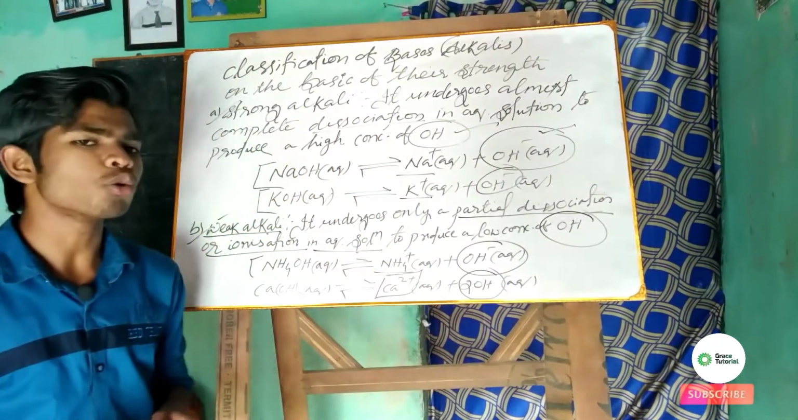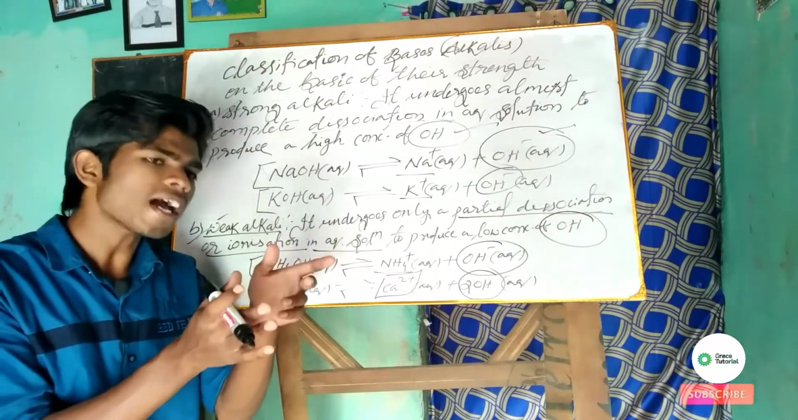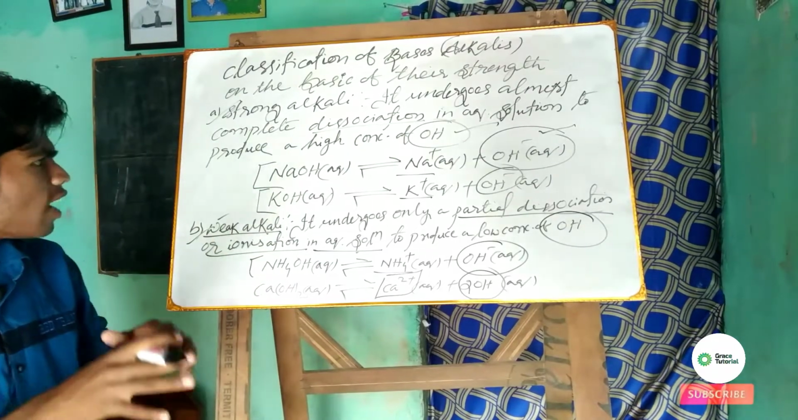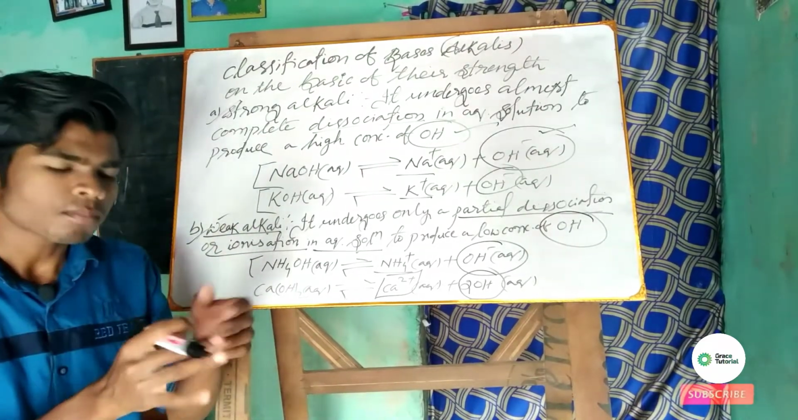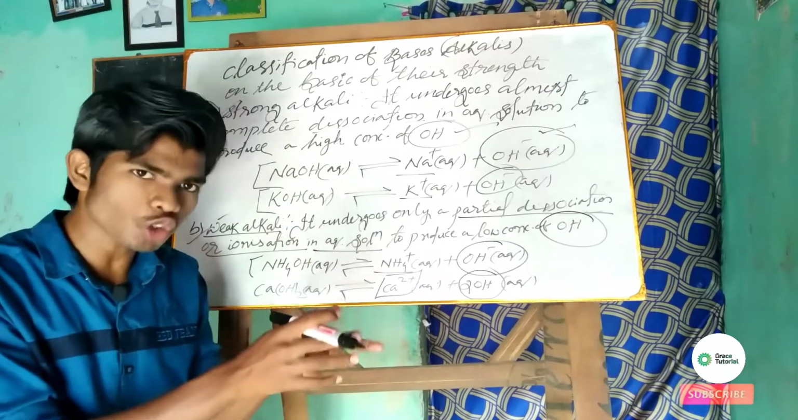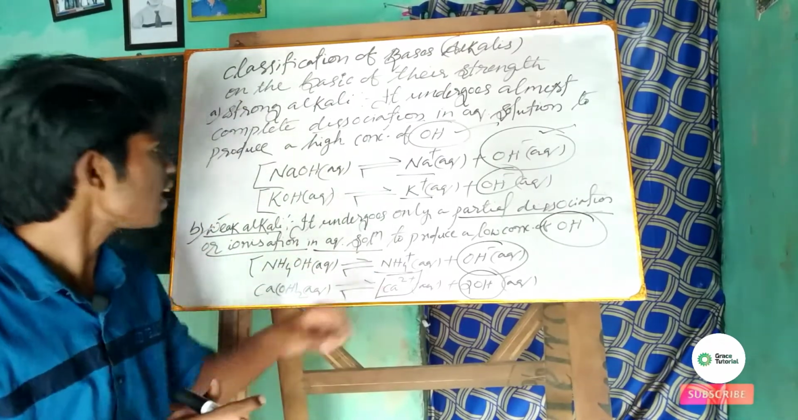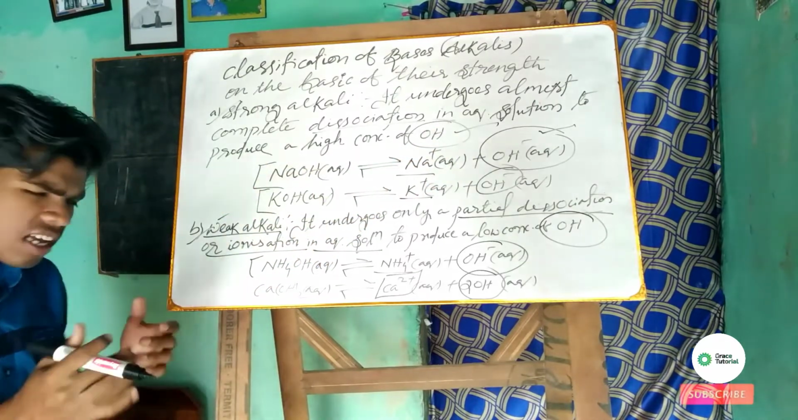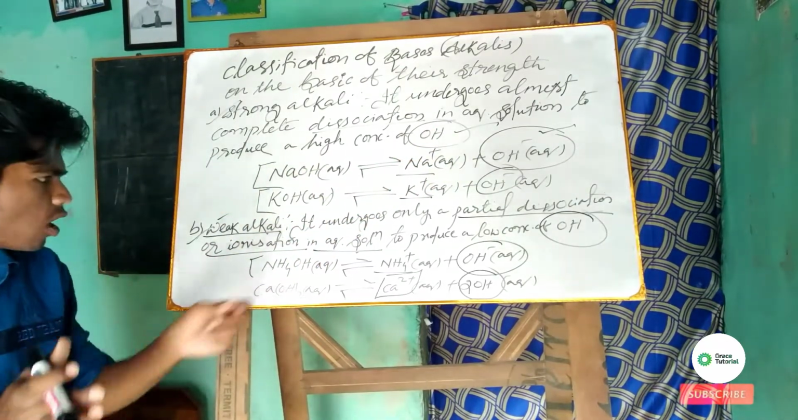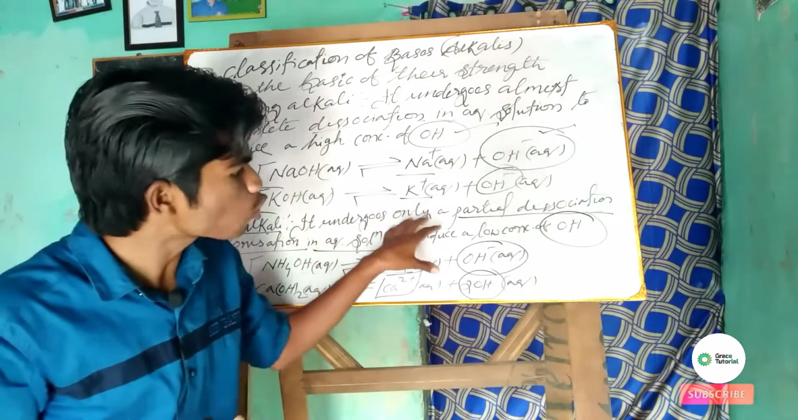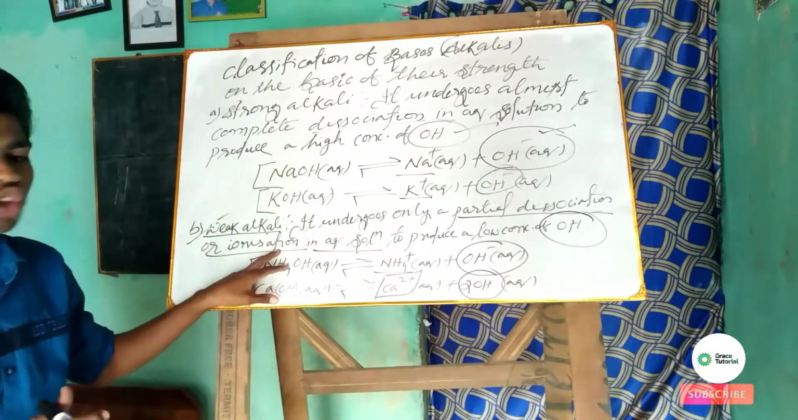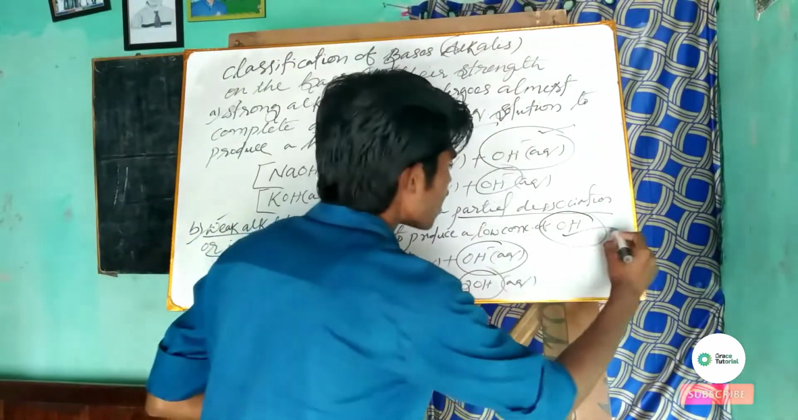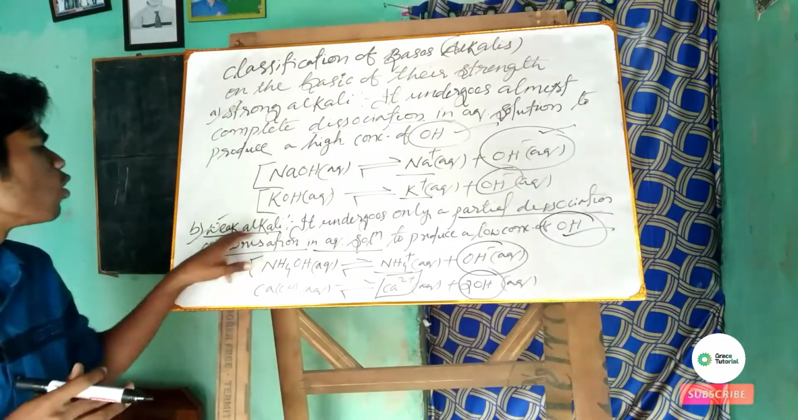Now someone may ask you what the difference is between the strong alkali and the weak alkali. Then you need to say that a substance is said to be a strong alkali if it undergoes a complete dissociation in the aqueous solution producing a high concentration of the OH minus ions. These are the examples. And a substance is said to be a weak alkali if it undergoes a partial dissociation or ionization in the aqueous solution to produce a low concentration of the OH minus ion. And these are the examples of the weak alkali.